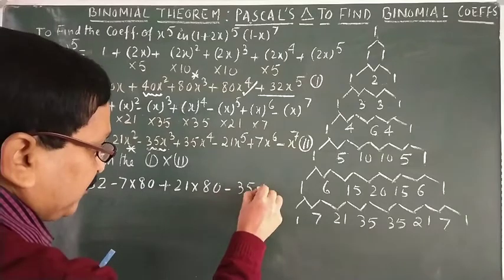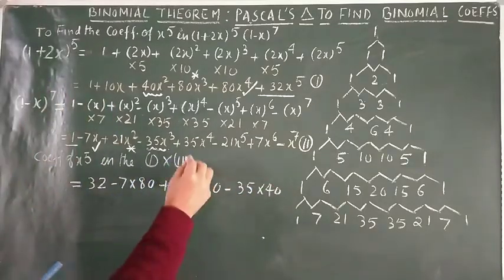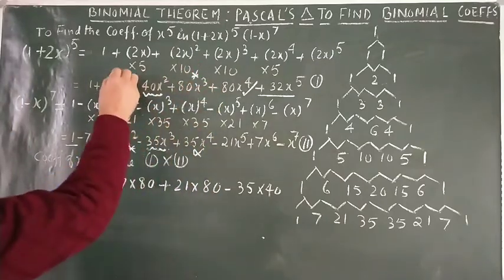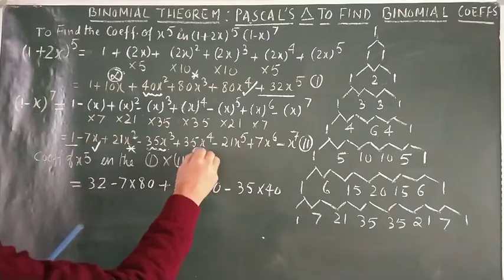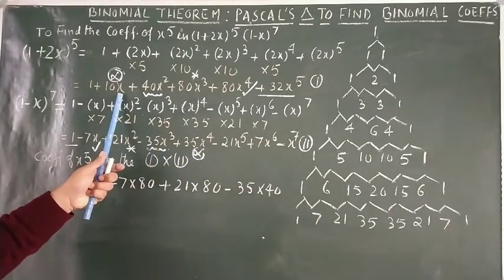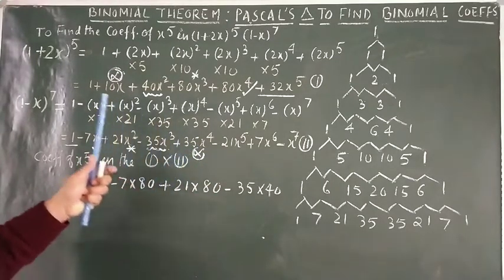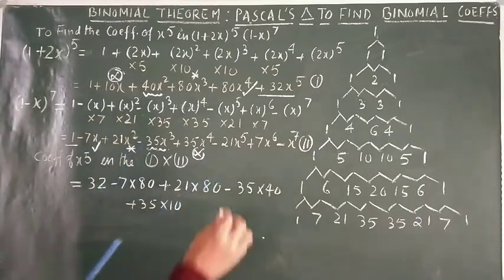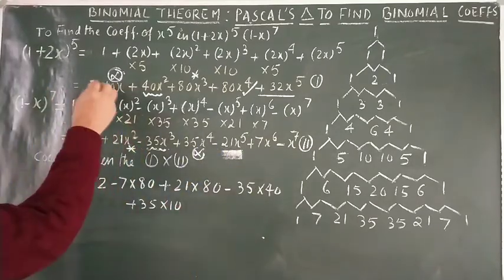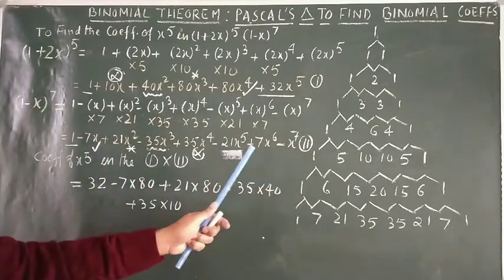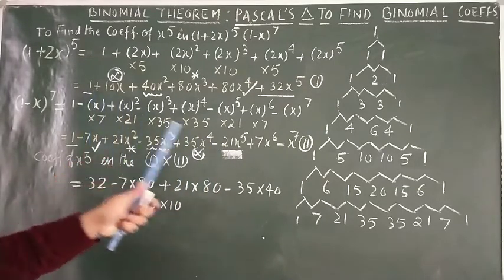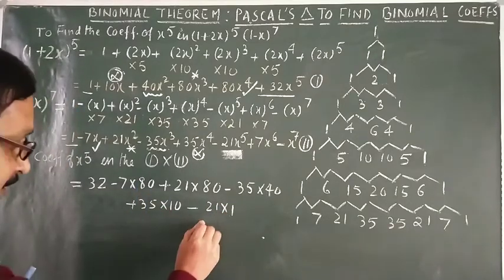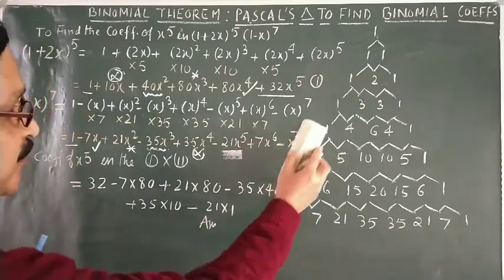Minus 35 into 40. After that we take this and this, x4 into x5, and the coefficient is 35 into 10 plus 35 into 10. After that, the last is this, x5 into 1, so the coefficient is minus 21 into 1. Simplify it to get the answer. It is very easy to simplify to get the answer.